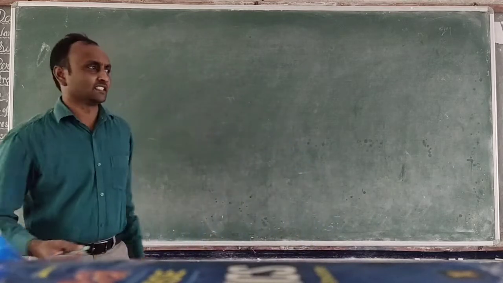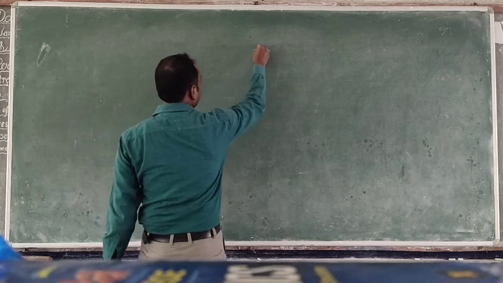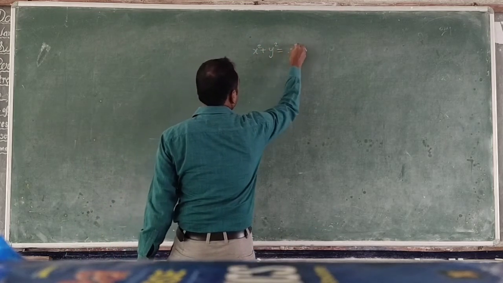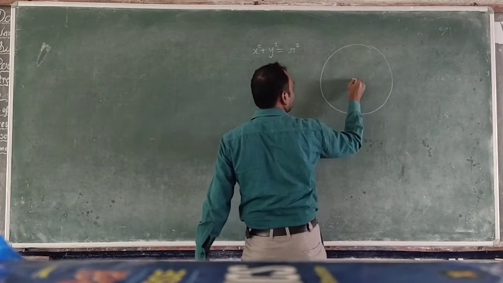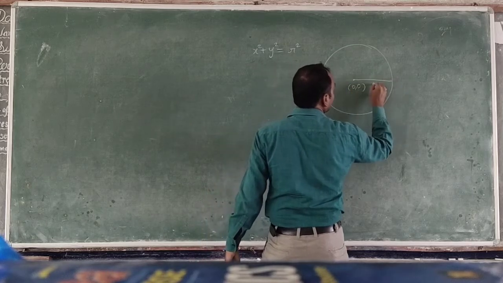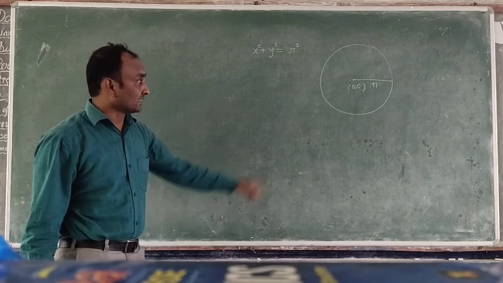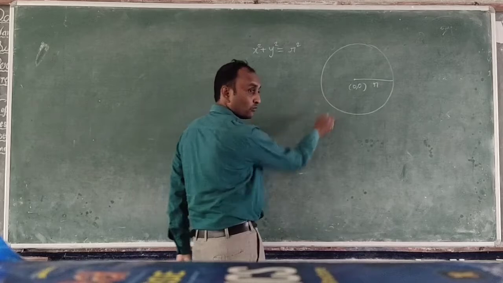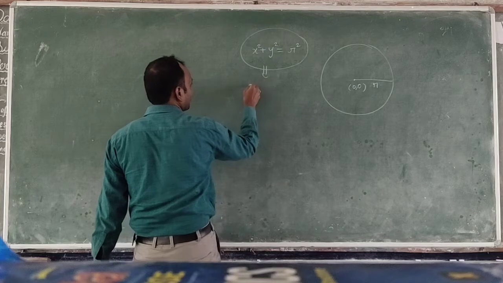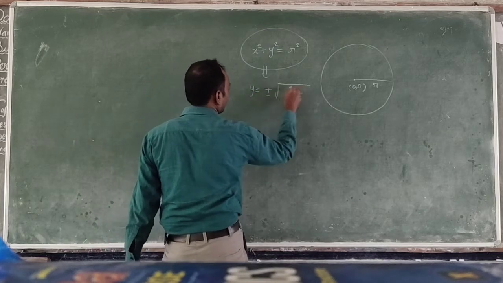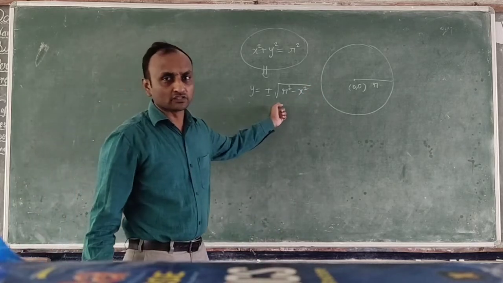What is the equation of the circle whose center is at origin and the radius is r? This is x square plus y square is equal to r square, the equation of the circle whose center is at origin and the radius is r units. This one we should know while learning the problems. And in this case we need to express y in terms of x, which is y is equal to plus or minus root over r square minus x square.